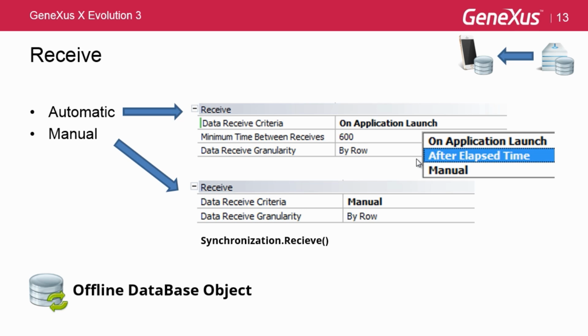When I set the property as automatic, that is, with application launch or after elapsed time, there's also the possibility of using manual synchronization. I'll be able to use, also, the synchronization.receive in user events, some buttons, and so on. This refers to receiving data.